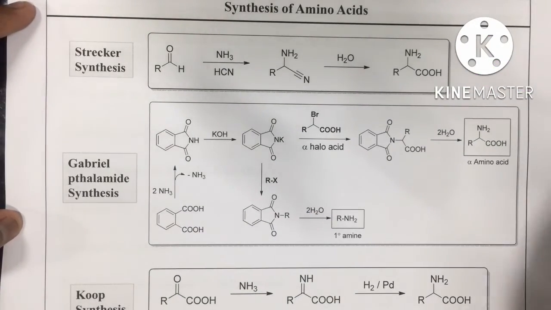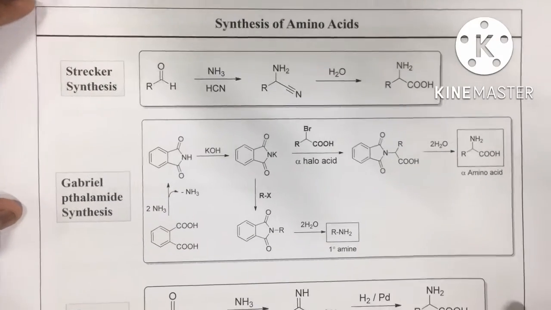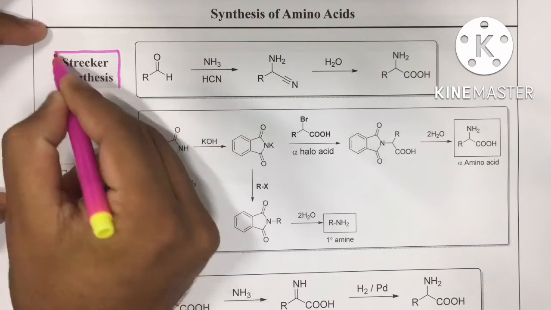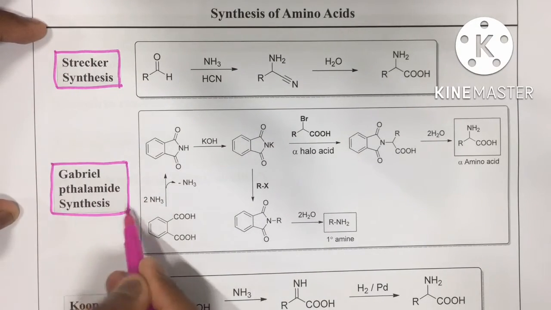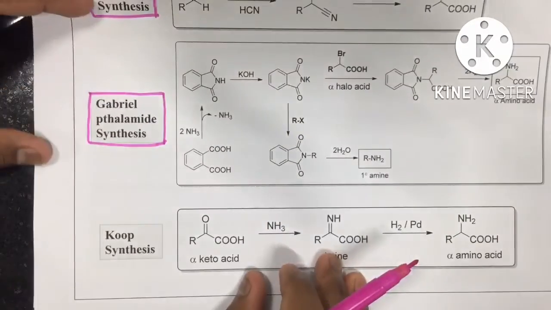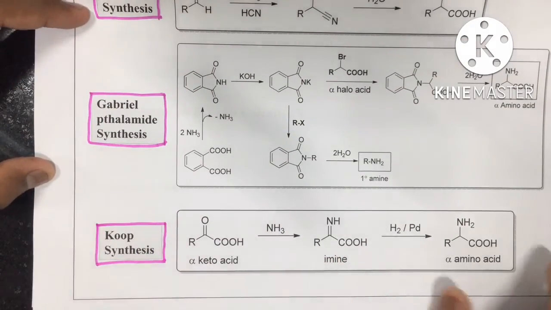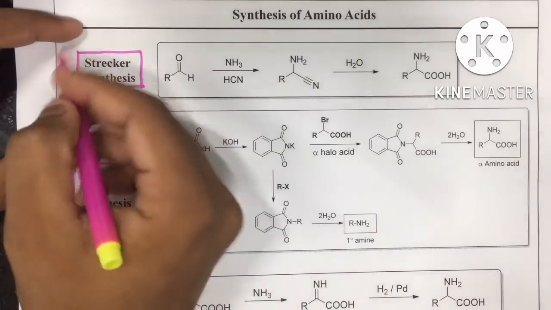Then synthesis of the amino acids. So very, very important synthesis. First of all, Strecker synthesis, then Gabriel phthalimide synthesis, and then Curtius synthesis. So these three methods are generally used for amino acid synthesis. We will see them one by one.